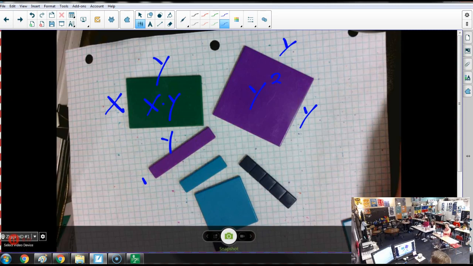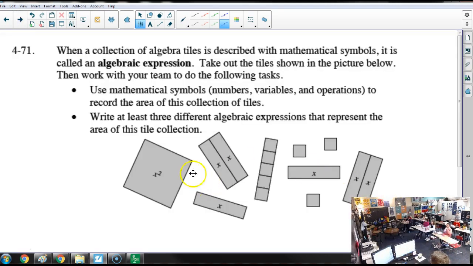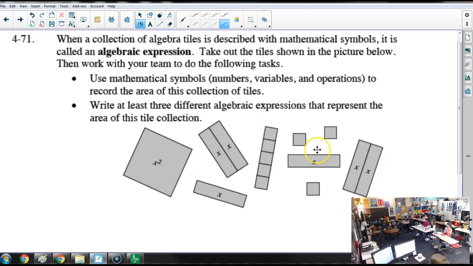Okay, we're headed there. Let's talk about algebraic expressions, right? For now, put them all back in your bag, because the next slide is get out specifically these tiles. So for right now, put them all back real quick. What's the difference between an expression and an equation? Savannah?